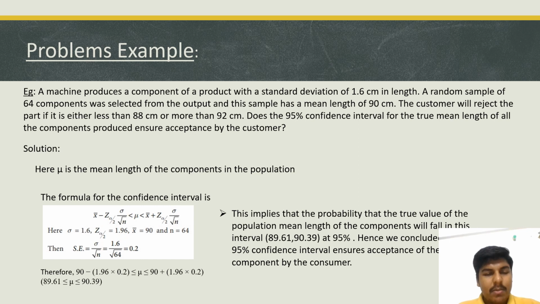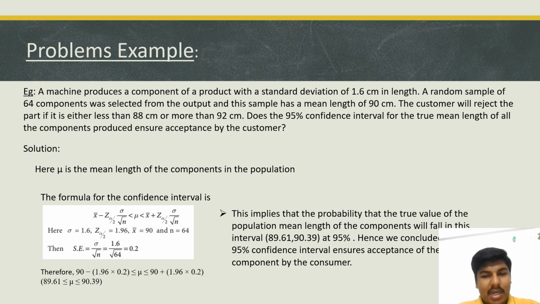The solution: here mu is the mean length of the components in the population. The formula for the confidence interval is mentioned below. X bar minus z subscript alpha by 2 into sigma by root of n is less than mu, and it is less than x bar plus z subscript alpha by 2 into sigma by root of n. Here sigma is the standard deviation and its value is 1.6 centimeters, z of alpha by 2 is the constant value in all the problems and it is equal to 1.96, x bar is equal to 90, and the number of components n is equal to 64. Then the standard error is sigma by root of n, where 1.6 by root of 64 is 0.2.